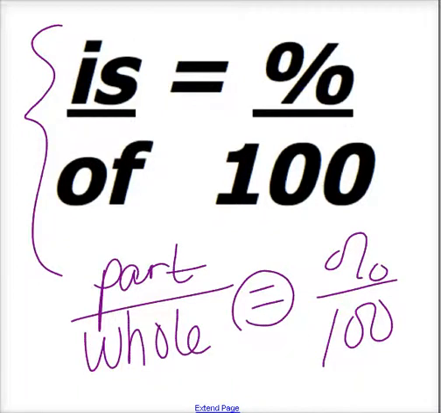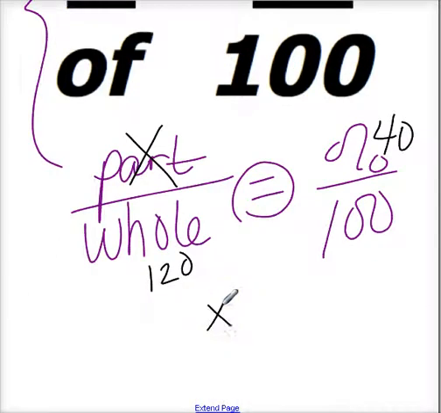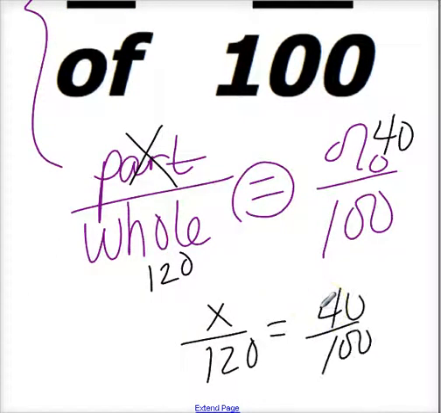So if you remember from the problem we just talked about, we don't know what part we're looking for. But we do know that the whole amount was 120 pieces of fruit. We also know that she used 40% bananas. So I put a 40 in for that percent. And it's always over 100. Percents are over 100. So my proportion looks like this. x over 120 equals 40 over 100.